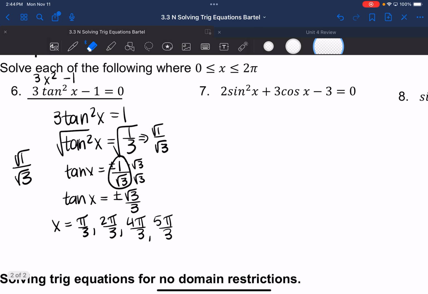Okay, number 7. For number 7, we've got 2 sine squared of x plus 3 cosine of x minus 3. I'm not going to be able to simplify or solve this if I've got sine and cosine, so I'm probably going to want to change that. I can pull the 2 out and just look at this part. According to our basic 8 from last week, is there anything I can rewrite sine squared as in terms of cosine?